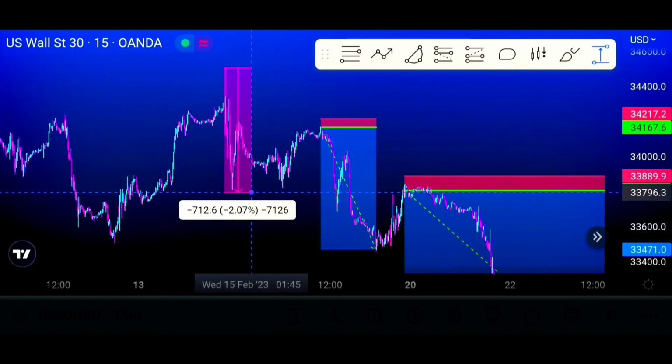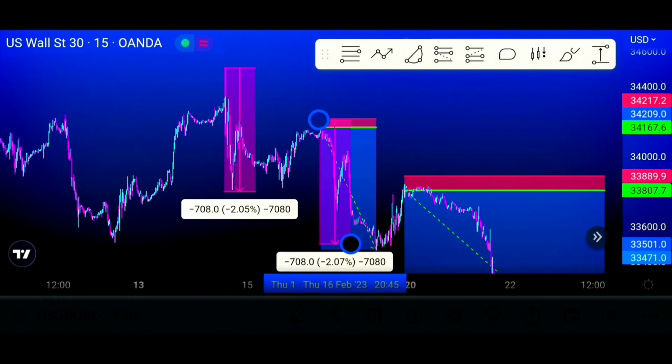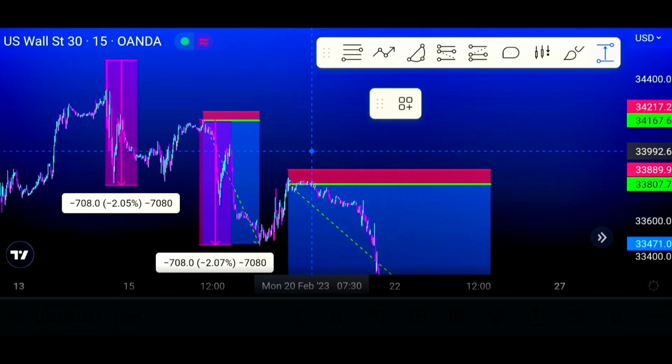Moreover, this is our first leg drop. And by using the symmetry of this drop, we can find our target trade.